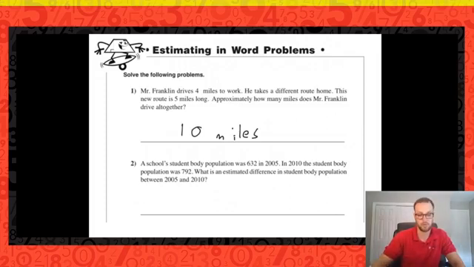Yep, and if we were to do the exact computation, it would be 9 miles. Good job. All right, number 2, a school's student body population is 632 in the year 2005. In 2010, the student body population was 792. So what's the estimated difference in the student body population between 2005 and 2010?